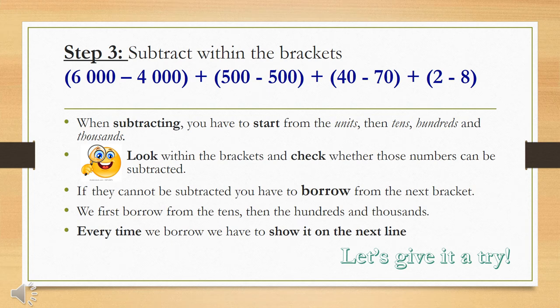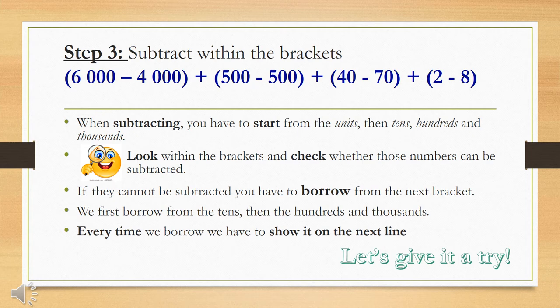Boys and girls, as with addition, so is subtraction. You have to start from the units, then the tens, then the hundreds, and then the thousands, only because of borrowing. We look within the brackets and check whether those numbers can be subtracted. Can 2 subtract 8? No. Can 40 take away 70? No. Can 500 take away 500? Yes. Can 6,000 take away 4,000? Yes.